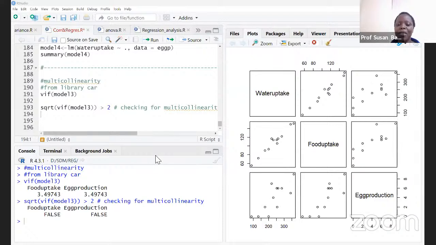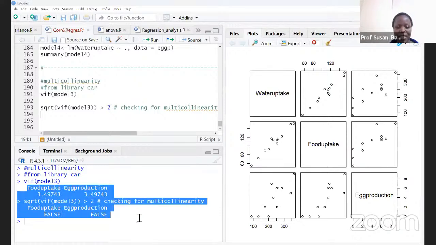Oh, output. How is the output sent to Microsoft Word? You just copy here in the console. Hope you are seeing that. Right click or use Control C to copy, and then open our Word document and paste it there.